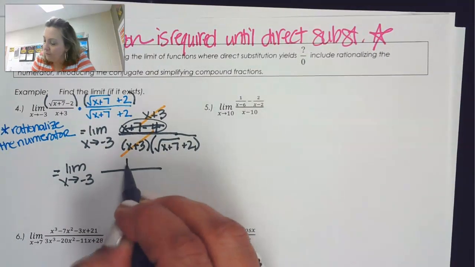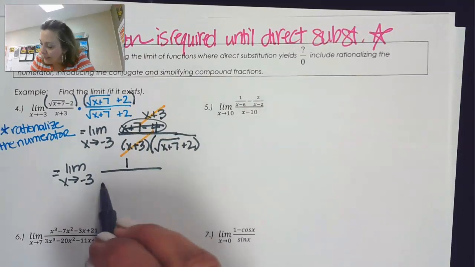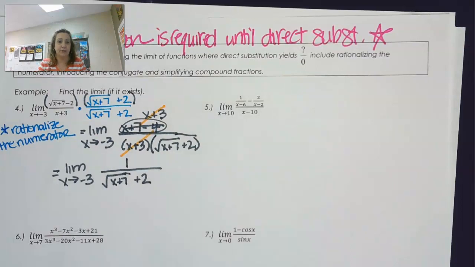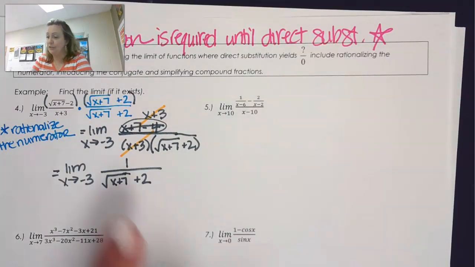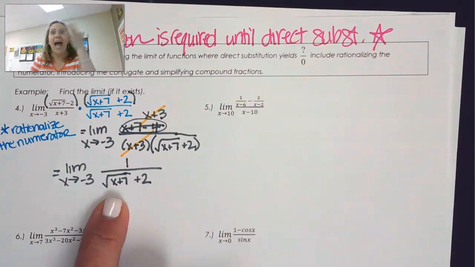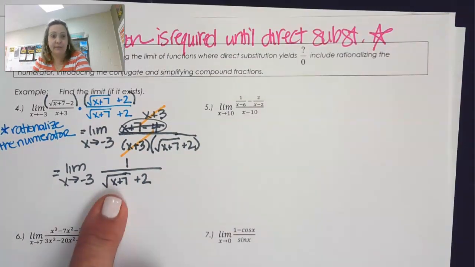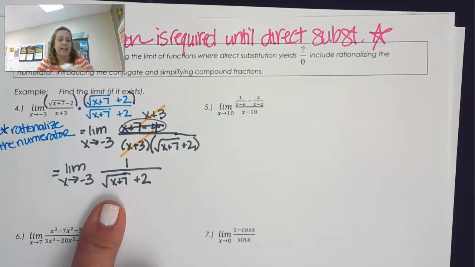In our numerator, we have 1. And in my denominator, I have the square root of x plus 7, plus 2. Now, that doesn't look very cute. However, if I substitute -3 in, I don't get 0 in the denominator anymore. It's like magic. So at this point, now that we have this simplified, and we've gotten rid of the idea of 0 in the denominator, we can go to the direct substitution.